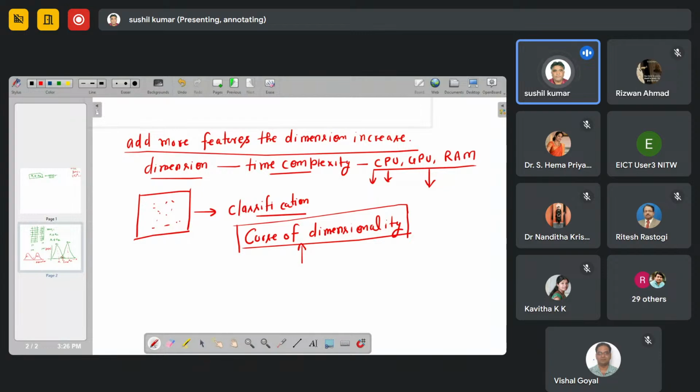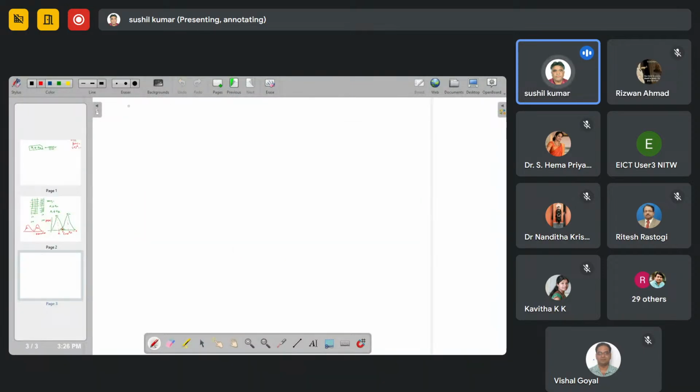Why are we saying that it's a curse of dimensionality? Some mathematical part we will discuss here. So let me check the computational aspect, so that everybody will understand why we are saying this.